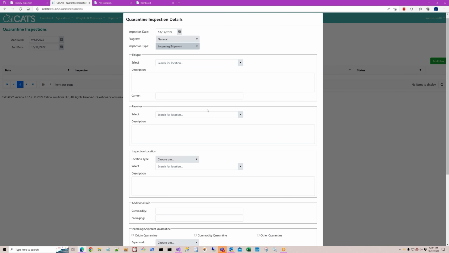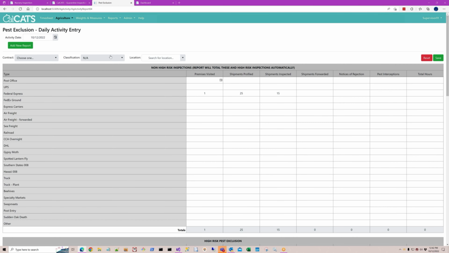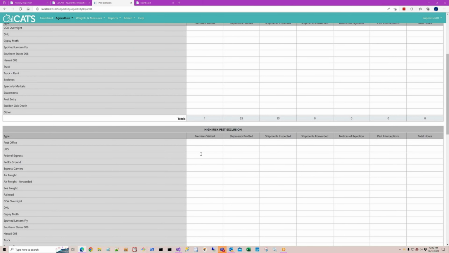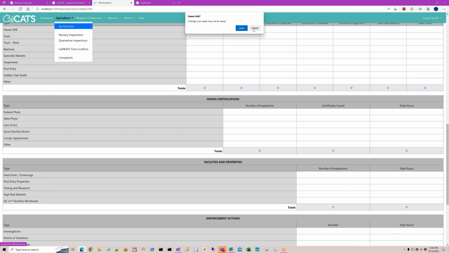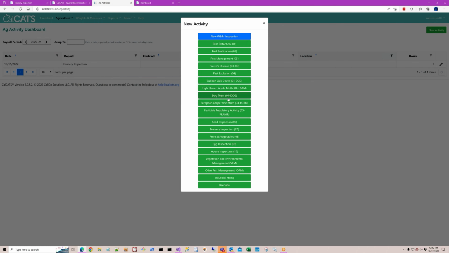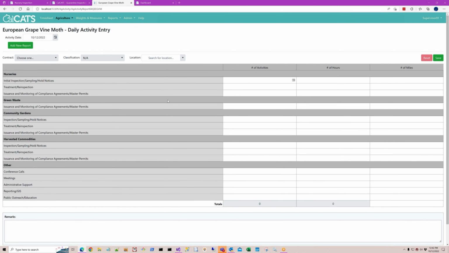But this sort of alleviates a big problem, which is that inspectors that go out and do quarantine inspections don't always get how to fill out these forms, as well as all the other quarantine related forms. You've got your individual forms for every program, and they're all a little bit different.